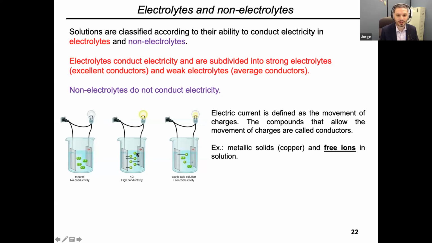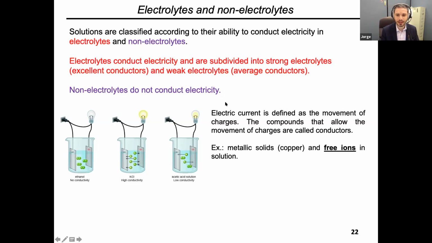If the solution is a very strong electrolyte, we will have a bright light coming out from the lamp. And if it is a weak electrolyte, then it will not be so bright. Okay, so by the brightness of the lamp, we can determine the amount of electrolytes in solution and thus classify as strong electrolyte or weak electrolyte.